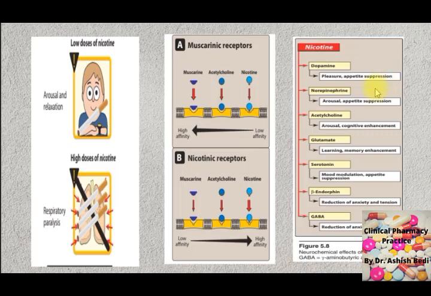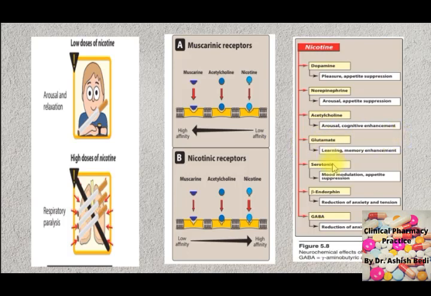It causes the stimulation via release of dopamine, which ultimately causes us to have a feeling of pleasure. The appetite will be suppressed. Okay, nicotine will also help in release of norepinephrine. It will cause arousal, appetite suppression again. And it will also increase acetylcholine secretion that will cause the arousal, cognitive enhancement.